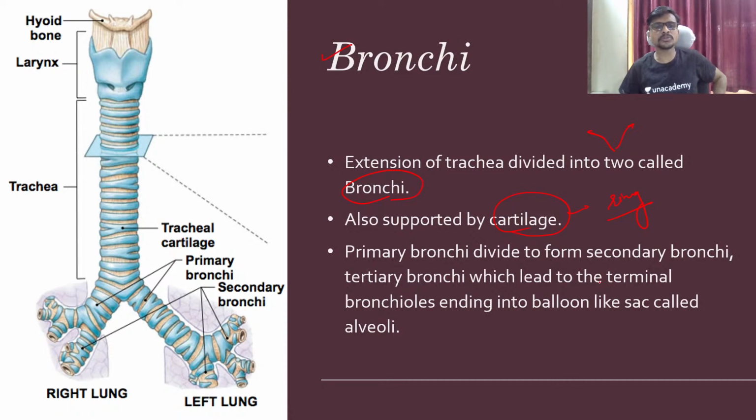But if you move toward the primary and the secondary bronchi, these are the branches of the bronchi. In that part the cartilage support is in patches. These patches of cartilage are present to support the pipe. Primary bronchi divide into two branches, we call them secondary bronchi, which again divide into tertiary bronchi, and lead to the terminal bronchioles. The terminal bronchioles end in a sac-like structure. We call it the alveoli. It is the structural and functional unit of your lung.